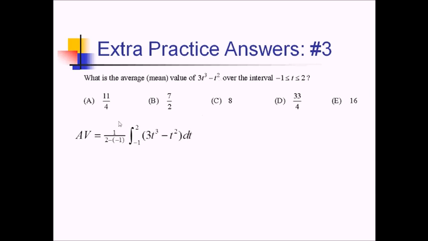And that's going to be now 1 over 3 times, now let me take my antiderivative. So this bumps up to a 4. We've got 3/4 t to the 4th. Minus, this will be 1/3 t cubed. And that's being evaluated from negative 1 to 2.